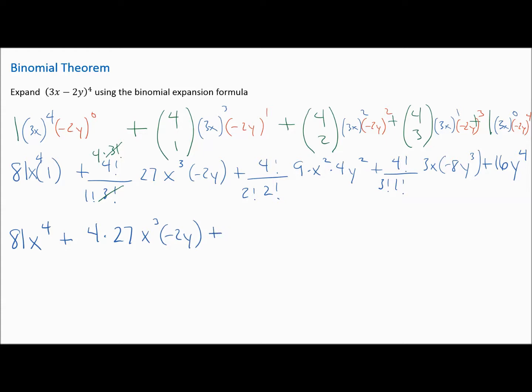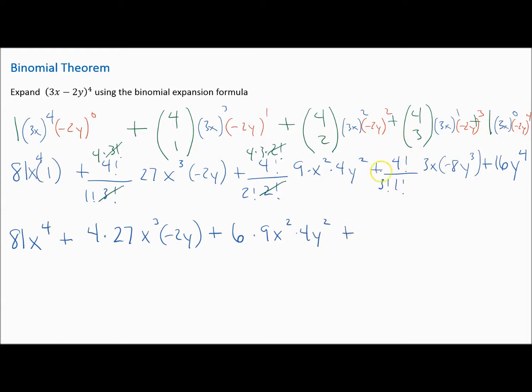Plus, now here we go again. I'm going to do this right on top of it. 4 factorial divided by these 2. That's 4 times 3 times 2 factorial. This 2 factorial cancels with that one. That's 4 times 3 is 12 divided by 2 times 1, which is 6. Or you could use your Pascal triangle like we learned in the last video. That's 6 times 9x squared times 4y squared. We'll multiply that out in a minute.